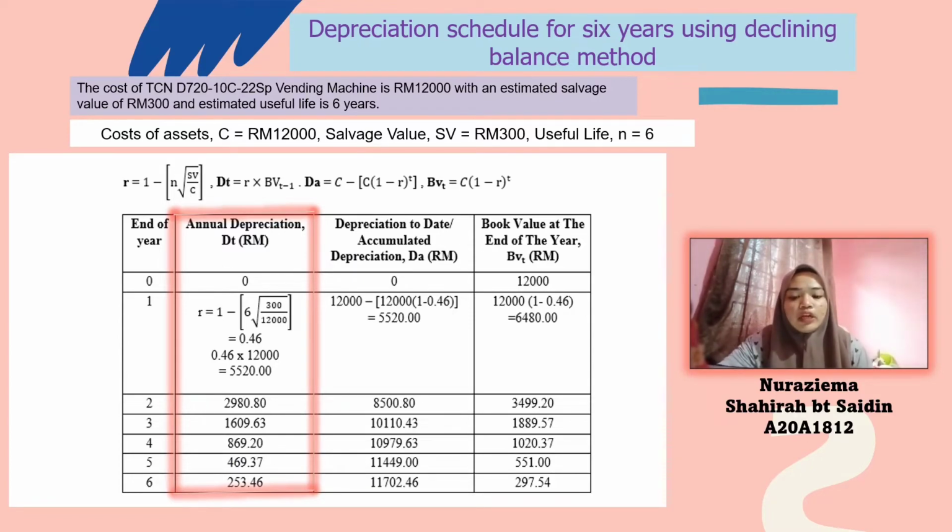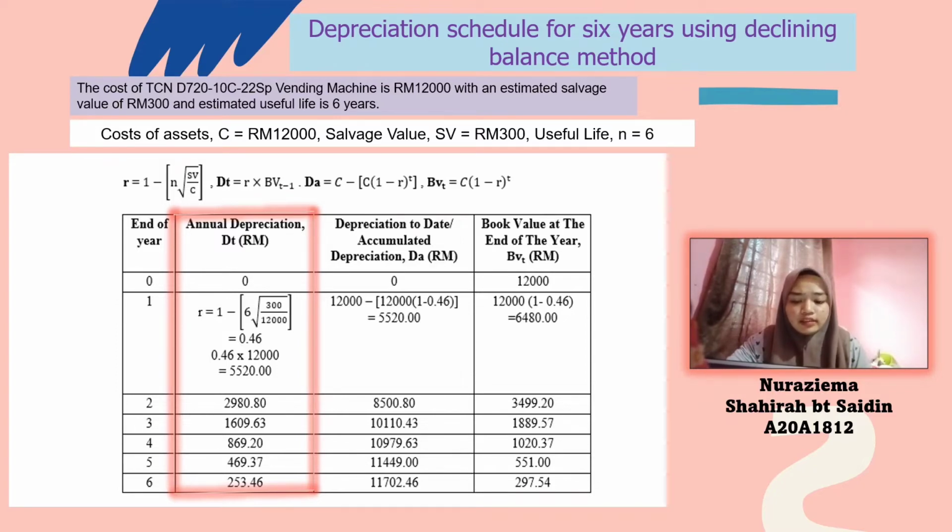For example, we choose the vending machine. We assume the useful life is 6 years and the salvage value is 300 to calculate and construct a depreciation schedule. Based on the schedule, to calculate annual depreciation, we need to use the annual depreciation formula, which is the annual rate of depreciation multiplied by the book value at the end of the year.